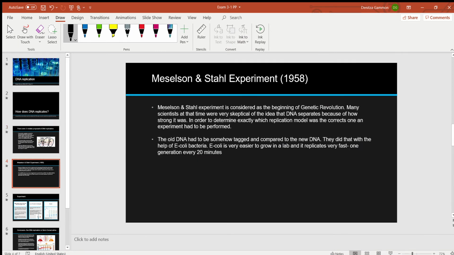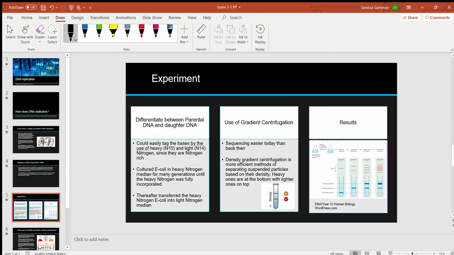Meselson and Stahl's experiment was considered the beginning of the genetic revolution. Many were skeptical that DNA separates because of how strong it was, and in order to determine which model was correct, they had to perform an experiment. They had to tag the old and the new DNA so they could compare them, and they did that with the help of E. coli bacteria. It was easier to grow and it replicated very fast, one generation every 20 minutes.